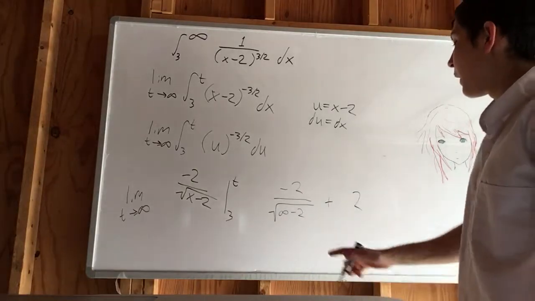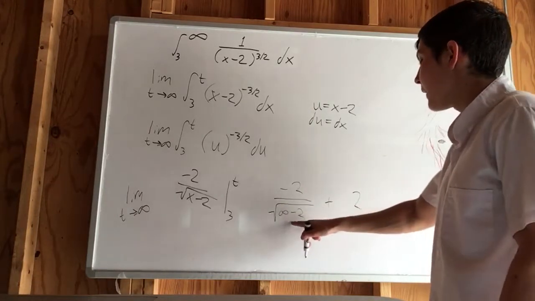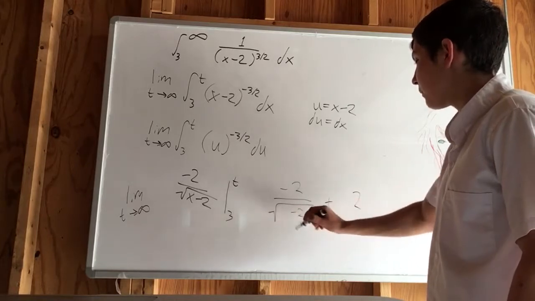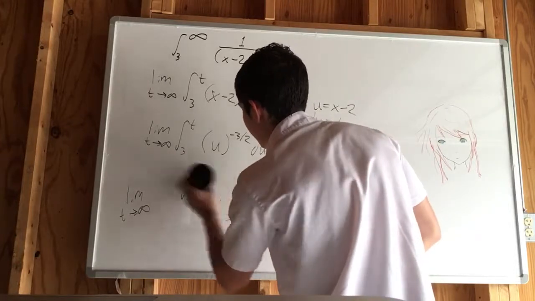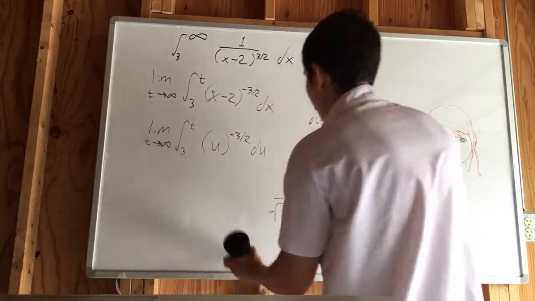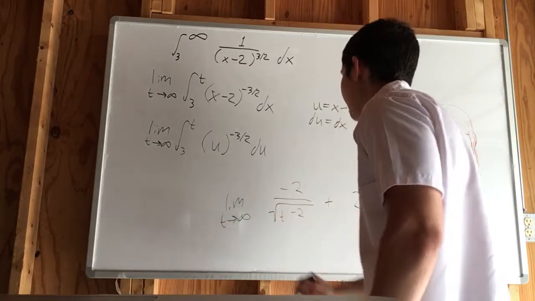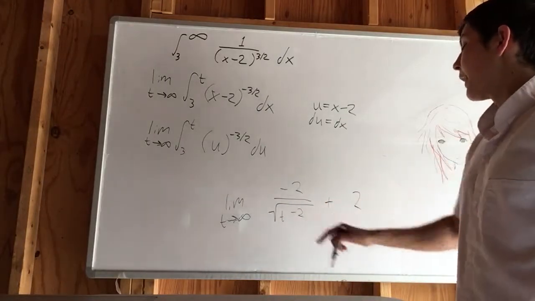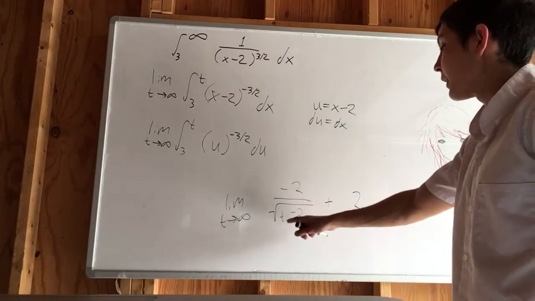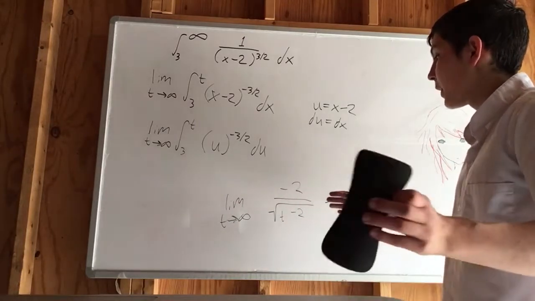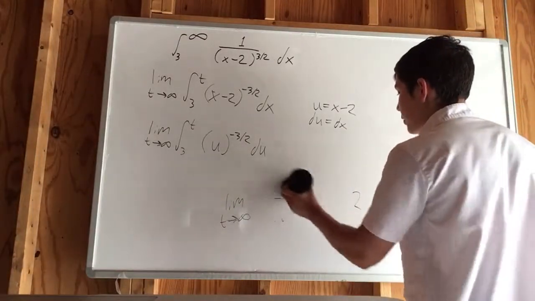Plus 2. Whenever you have infinity, the limit as t approaches infinity, we have t here, remember? This is t, and it's the limit as t approaches infinity of this. So if you have infinity here, that goes to 0 because it's in the denominator. Divide something by something so large that keeps getting larger and larger, it just goes to 0. So our answer is 2.